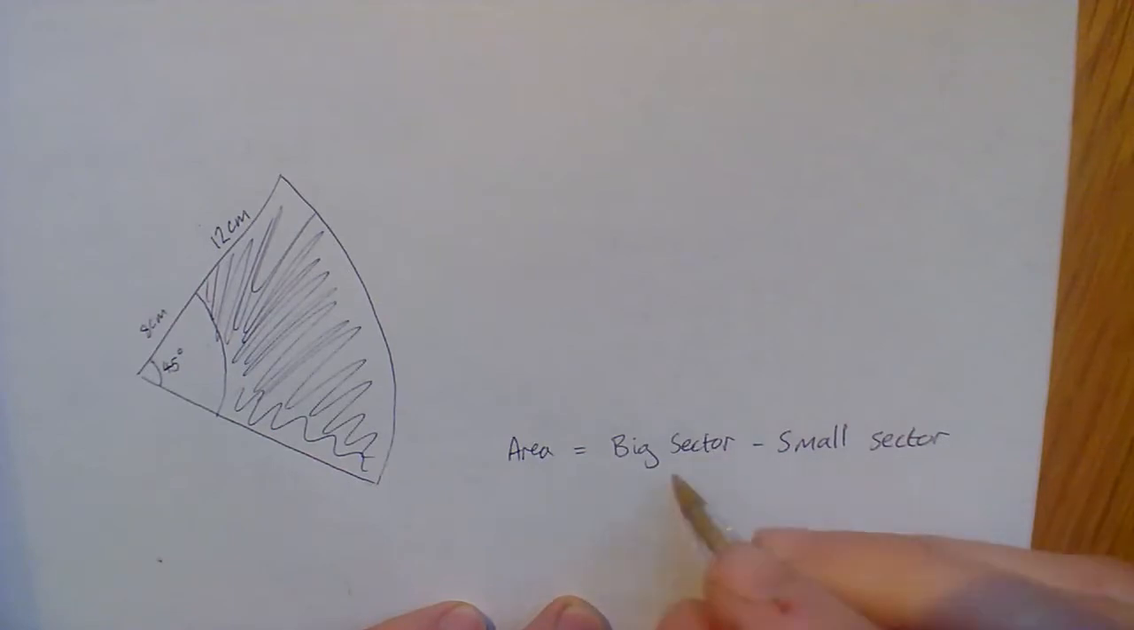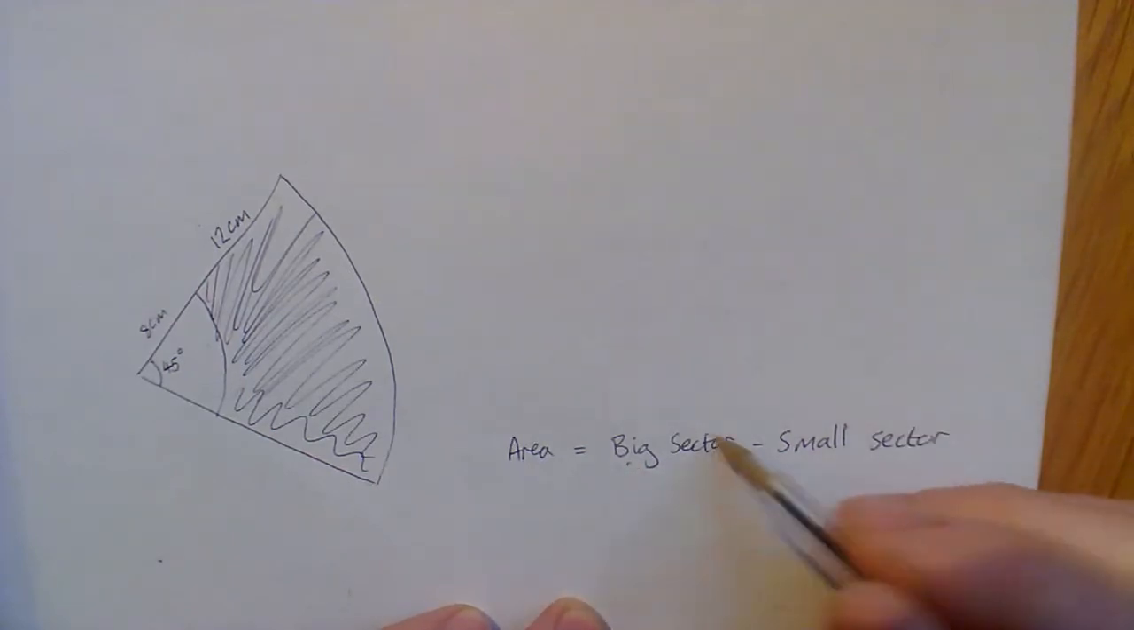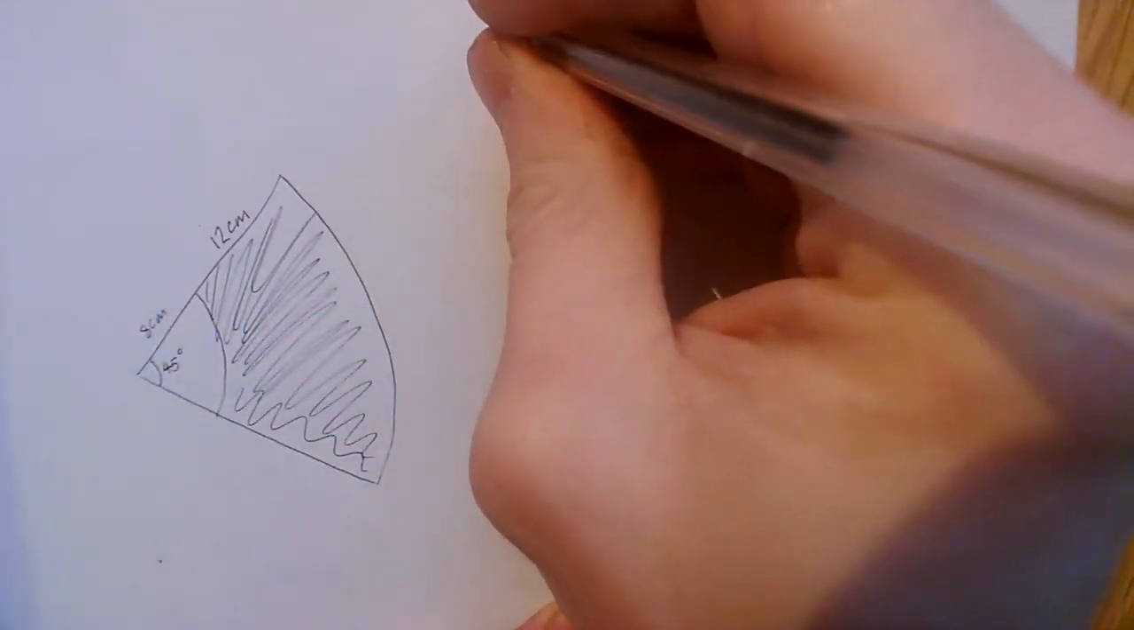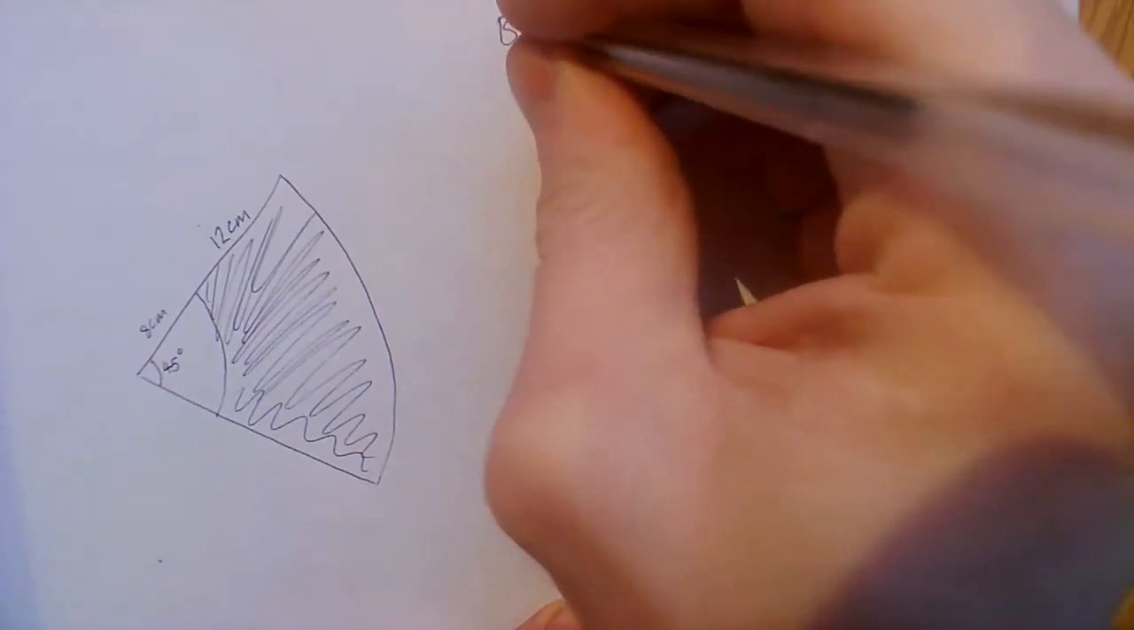But that means we've got two things to work out. We've got the area of a big sector and the area of a small sector. Now, what is the big sector? Well, the big sector is this whole thing all the way across there. So it includes this little section here. So let's start laying out our working. So we've got big sector.